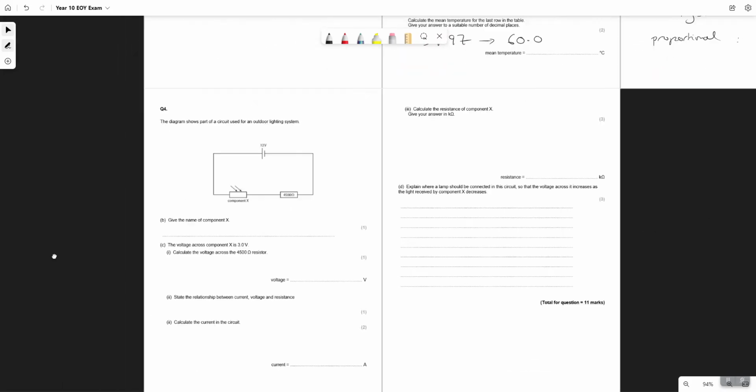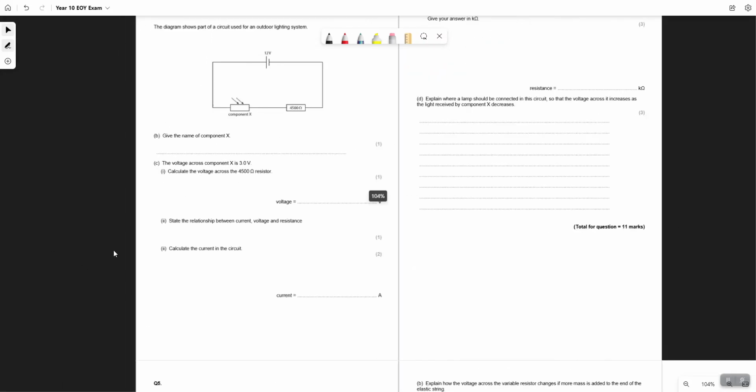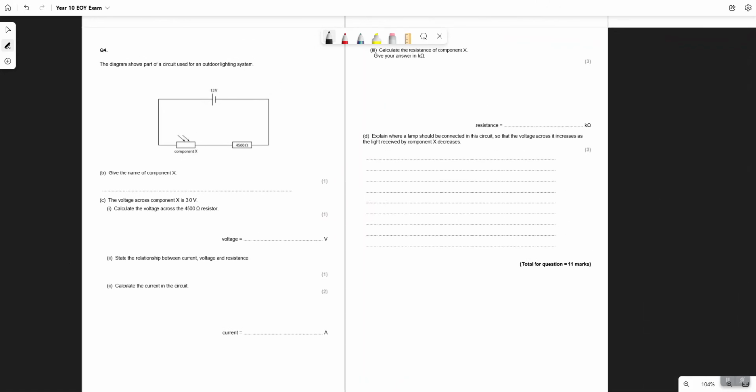Cool. Okay, question 4. This diagram shows... So we've got a bit of an electricity question. Give the name of this component. This component is an LDR, or a light dependent resistor. The voltage across component X is 3. So calculate the voltage across the 4,500.